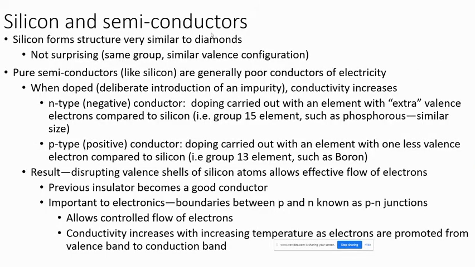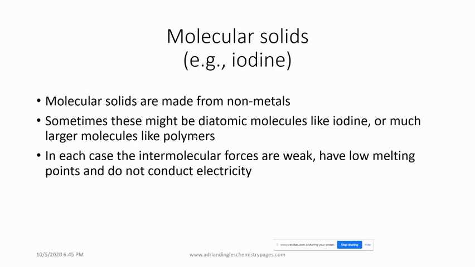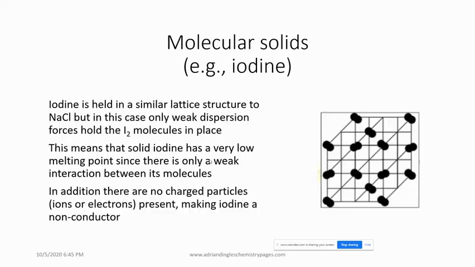Some silicon and semiconductors, then we talked about this doping last chapter, so you can go back and look at the notes on that if you'd like. Just dealing with different electrons and how they end up introducing those in. Molecular solids then tend to have a lower boiling point, lower melting point. They don't conduct electricity because they don't have a charge associated with them.